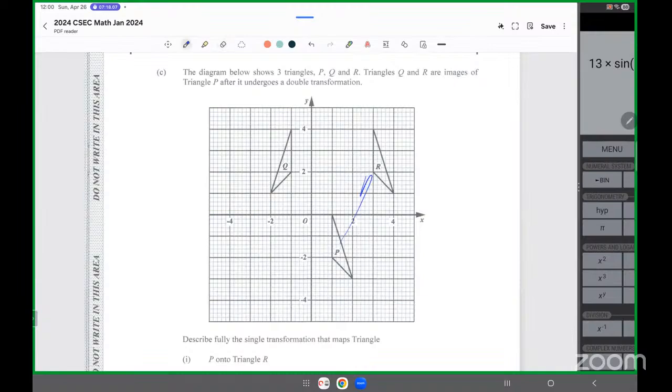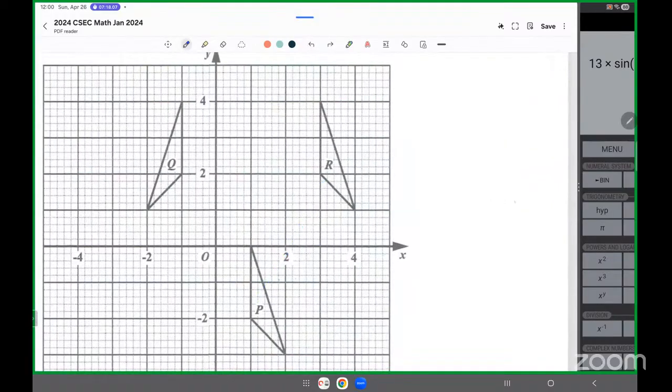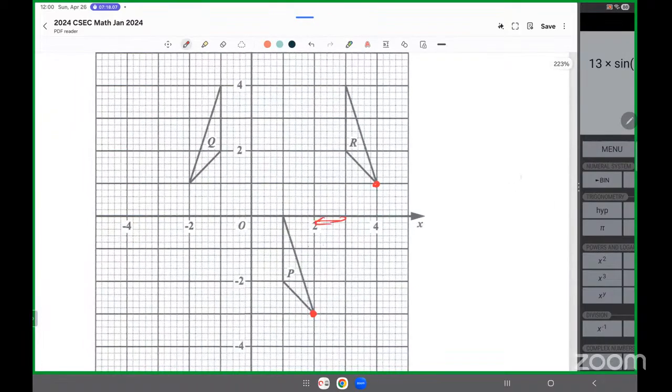If you observe these two, this one and this one, you see that they're exactly the same shape, just in a different position. So that's a translation. And for the translation you need how many units to the right and how many units up it went. You just need to see what happened to one point. You can use this point, for example. So this point moved to here. And you count the units on this. Make sure that one box is 1 unit.